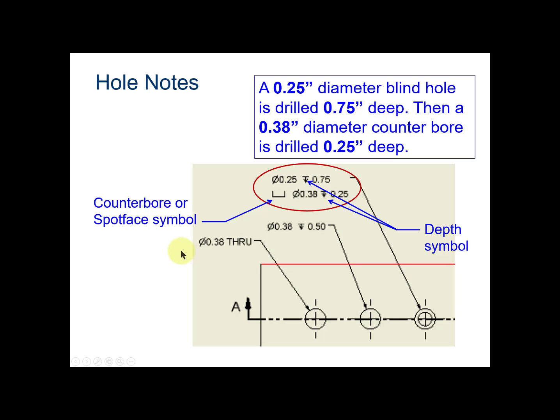So this is a 1/4 inch diameter blind hole drilled to a depth of 0.75. So this tells us it's a 1/4 inch diameter, the depth, and then the 0.75 tells us it's a blind hole. It doesn't go all the way through. This symbol here tells us it's a counterbore, and then the diameter of that larger counterbore area is 0.38, and it goes down a 1/4 inch.